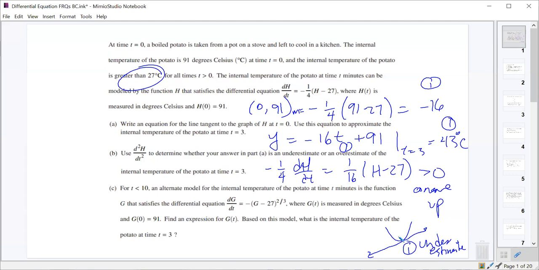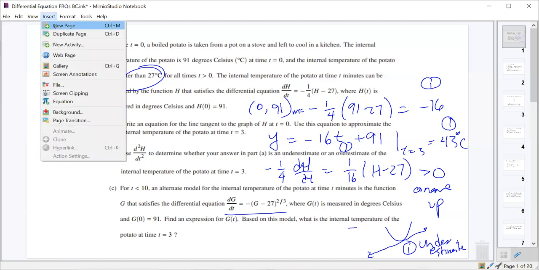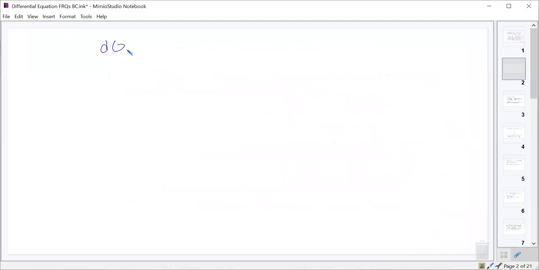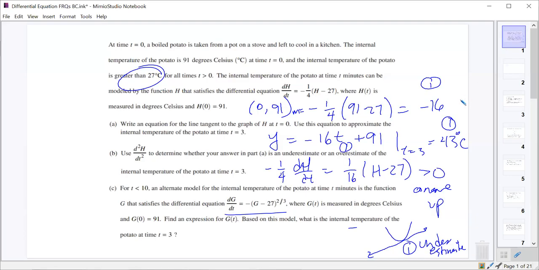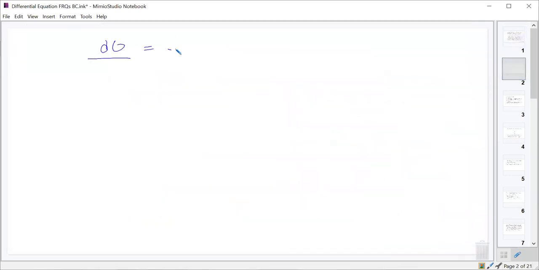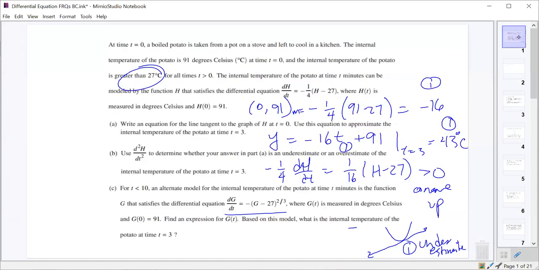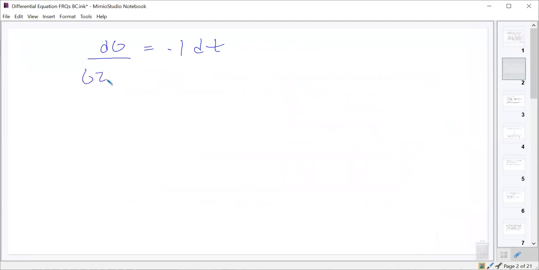All right, that's part C. They gave you an alternate model and you solve that differential equation and then find the internal temperature of the potato at t equals 3. Good? So we got dg dt was that thing. I'm going to separate the variables to begin with. So I'll have a negative 1 dt over here. And on the left-hand side, I'm going to have g minus 27 to the 2/3. Everybody good with that? Separating the variables.